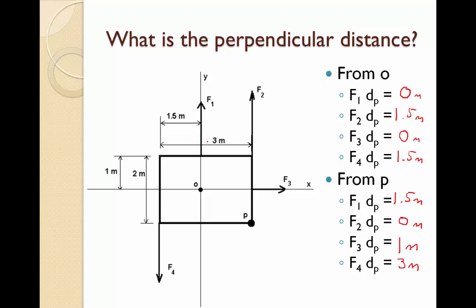I will just say it is a common mistake for students to measure in parallel. For example, I will see some students tell me that the perpendicular distance from F1 to point O is 1 meter. But that's not the perpendicular distance. That distance, you can see, is measured in a parallel fashion. For these perpendicular distances, we always have to measure perpendicularly to the force.